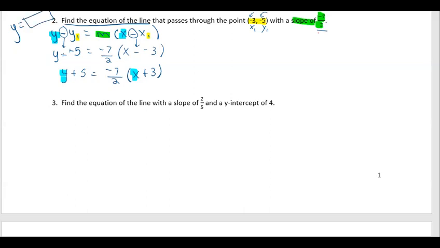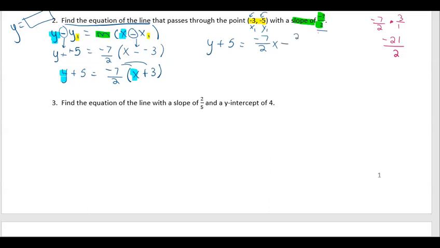So we need to distribute our -7/2. That will give us y plus 5 equals -7/2 times x is -7/2x. I'll use this as some scrapbook space over here on the side. We need -7/2 times 3. And it would be 3/1 if we needed to make that a fraction. When we multiply fractions, we multiply the top, we multiply the bottom. 7 times 3 is 21. A negative times a positive is a negative. So -21 on the top. 2 times 1 is 2. So -21/2 is what we'll get when we distribute our -7/2 times 3.